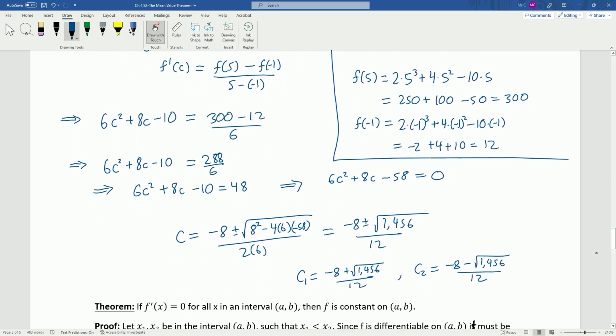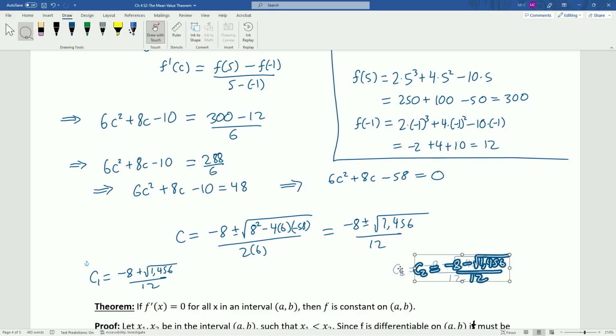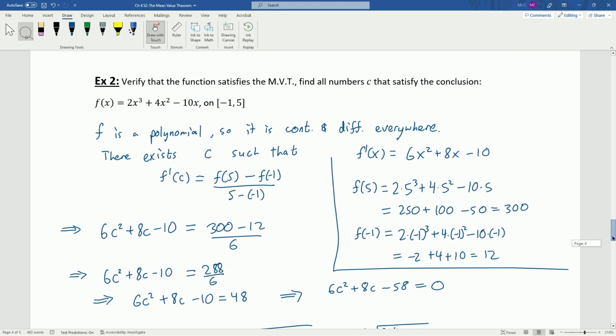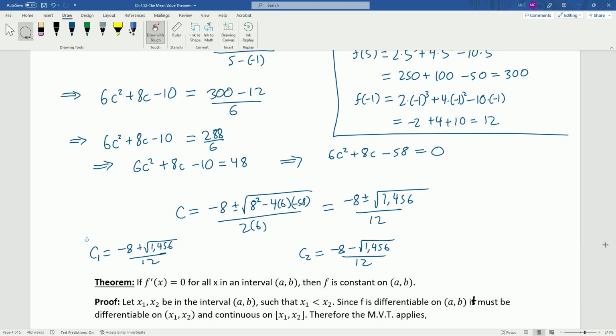So we actually do need to approximate these. Normally, I would say, hey, just leave this. Don't plug it into your calculator. Who cares? It's fine. But because the question is specifically asking us to find the ones that satisfy the mean value theorem, which means that the value we find should be in the interval from -1 to 5, we actually do then need to check that the value is in the correct interval.